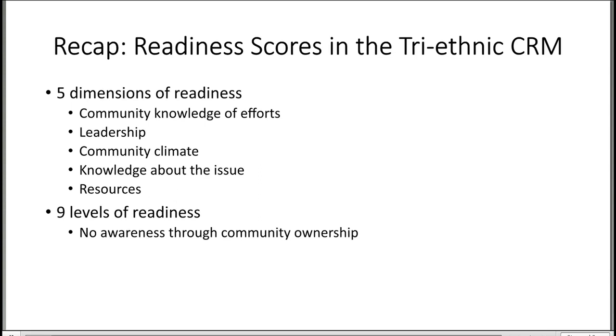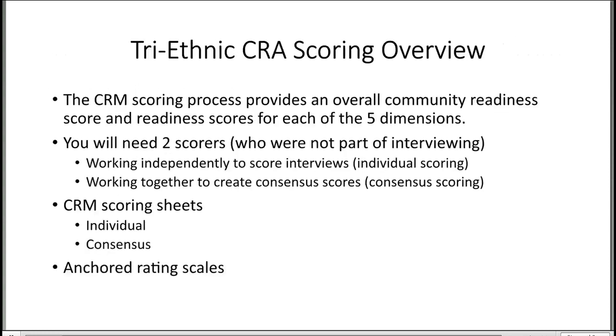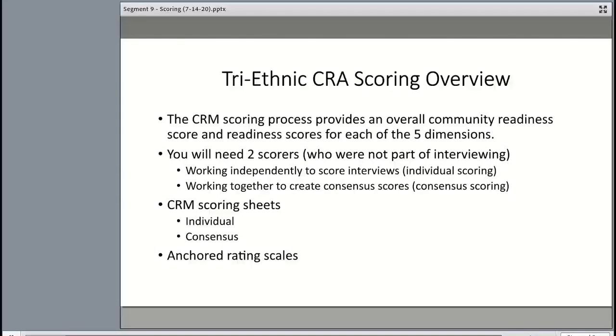As a recap, let's talk for a minute about readiness scores in the community readiness model. There are 5 dimensions of readiness in the model, including community knowledge of efforts, leadership, community climate, knowledge about the issues, resources. And there are 9 levels of readiness that run from no awareness all the way through community ownership. The CRM scoring process provides an overall community readiness score as well as readiness scores for each of the 5 dimensions included in the model.